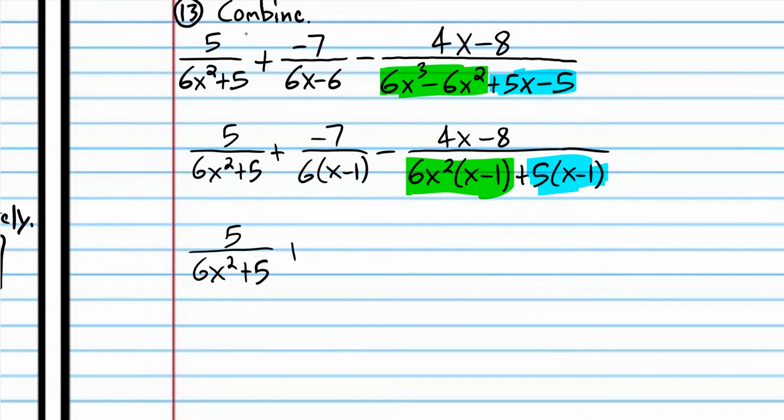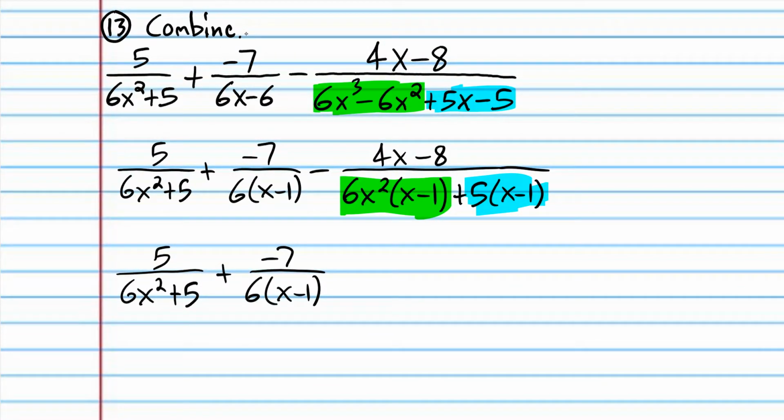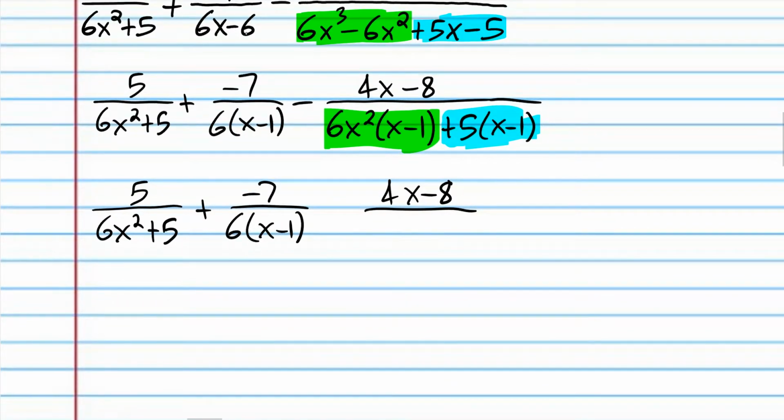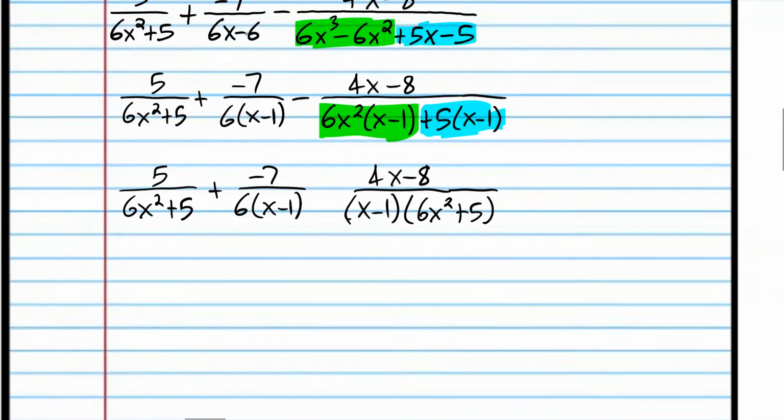I'm just going to rewrite these. And now, you see how there's an x minus 1 that's common to both the green and the blue? So that means I can pull out that x minus 1. I can do a GCF, factor out the greatest common factor, which is x minus 1. And you're left with 6x squared plus 5. That's what's left after you pull the x minus 1 out of both those terms.